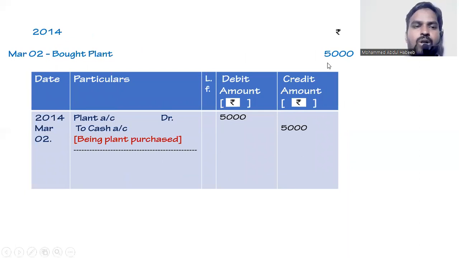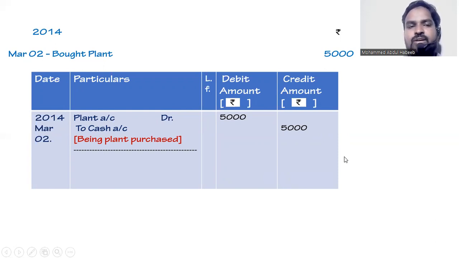Bought plant 5,000 rupees. So here the date will be taken as 2014 March 2nd. Bought means the business is purchasing plant. So plant is coming into the business, so plant will be debited, and cash is going from the business, so cash will be credited. So the journal entry on 2014 March 2nd will be plant account debit 5,000 to cash account 5,000, and the narration will be being plant purchased. After completing the journal entry, again we'll be drawing a line.